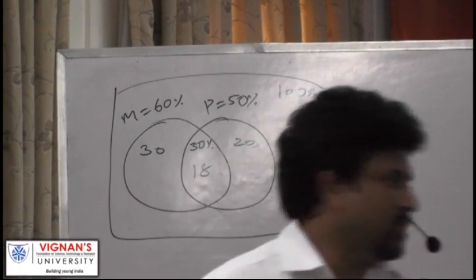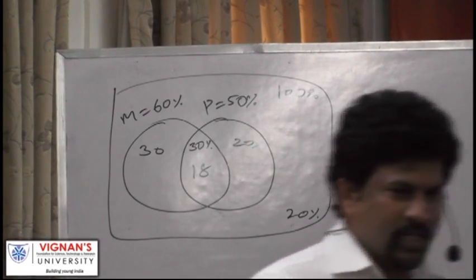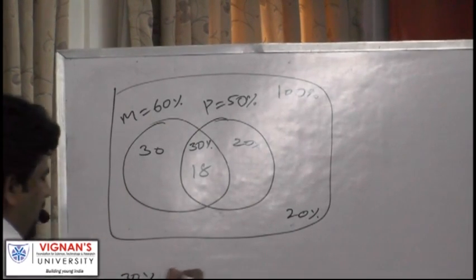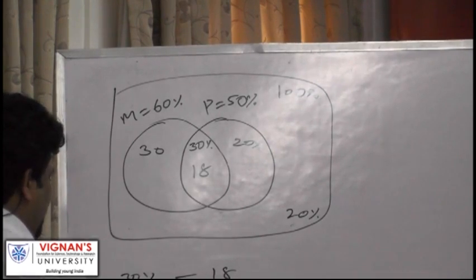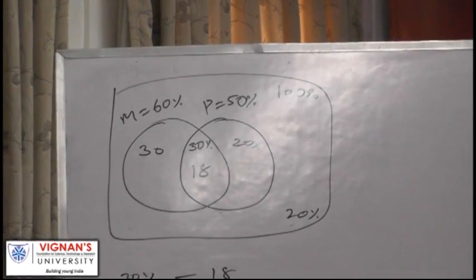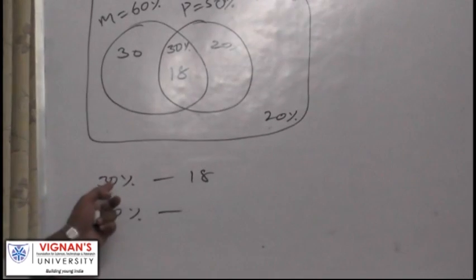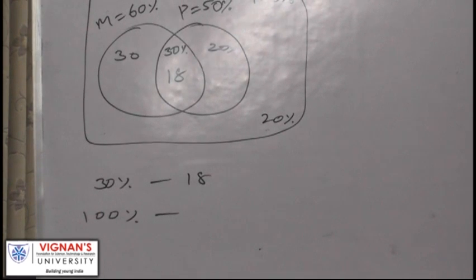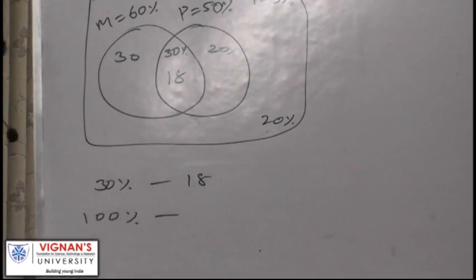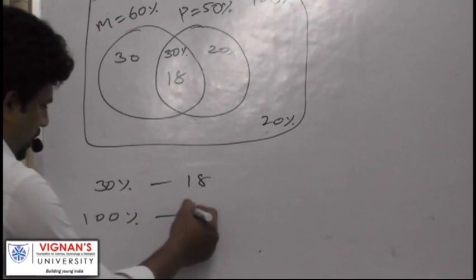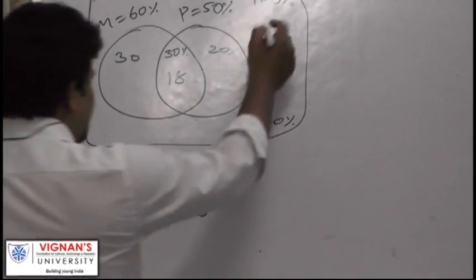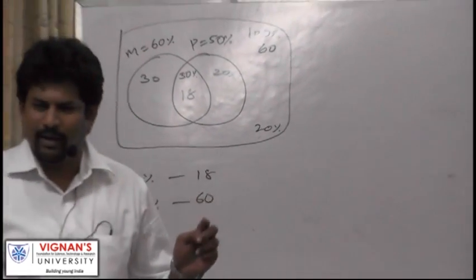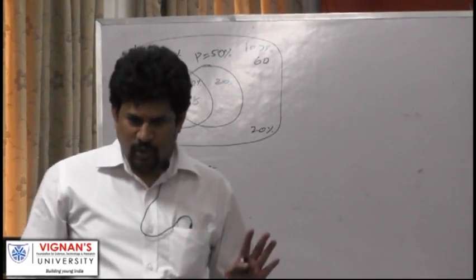Now what is the question asked there? First question, total strength. Now how to find out total strength? 30% is 18, 100% is what? 3 6s are 18, 10 6s are 60. So total number of students in the class is 60. Don't calculate all the values. Calculate the required values only.